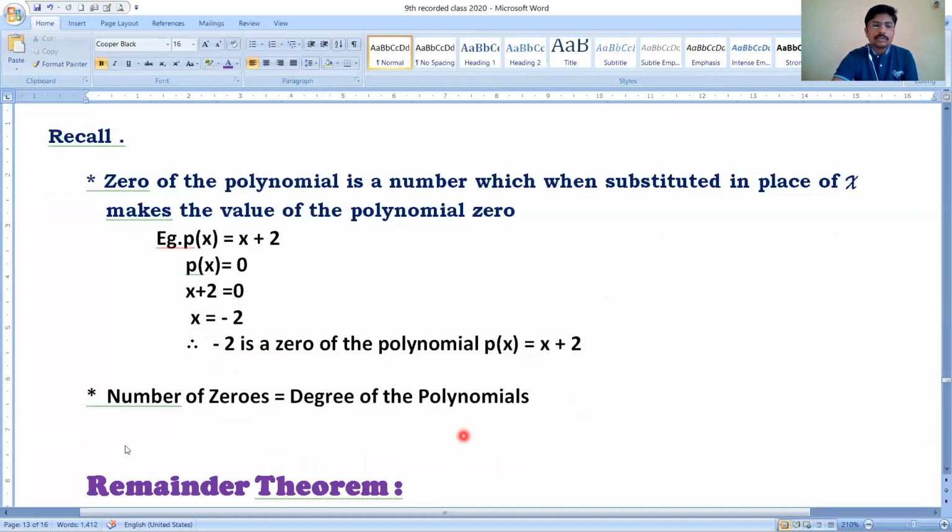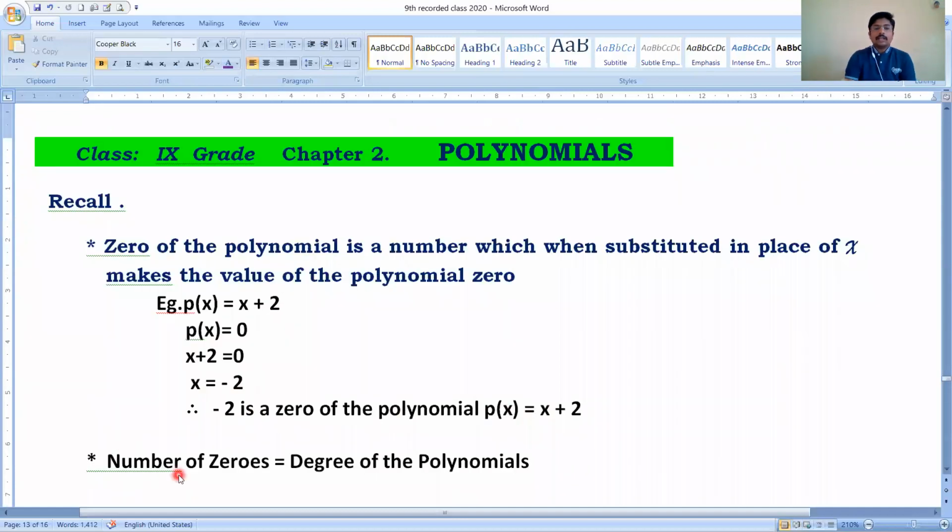We also know that the number of zeros is equal to the degree of the polynomial. In the above example, it is a linear polynomial. Its highest degree is 1. Therefore the number of zeros is 1, that is -2. If you consider a quadratic polynomial, its degree is 2, therefore 2 zeros. For a cubic polynomial, the degree is 3, therefore 3 zeros.